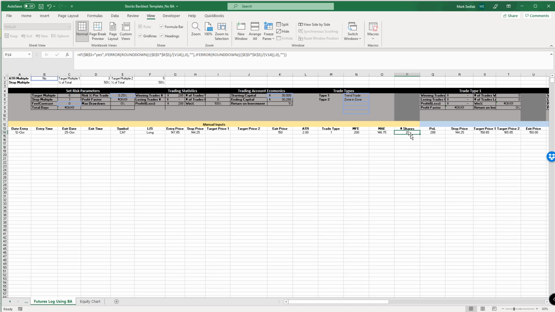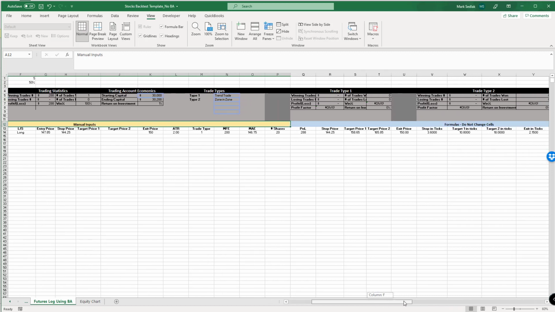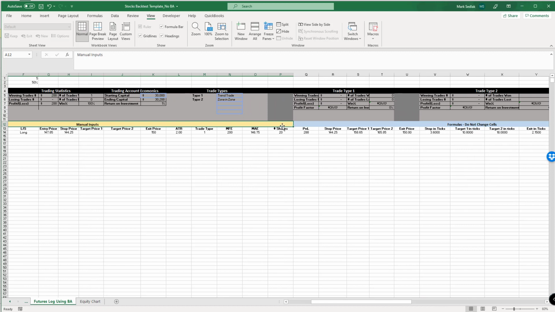And then, I need to actually change this gold. This blue should start here. So number of shares is going to be a formula, so you do not change it. So it's going to be in blue. All right, and then you're going to get your stop price here, target 1, target 2, and let's just say that you have a trailing stop and you exit a trade. You're going to put the exit price here, and then that'll fill in over here.